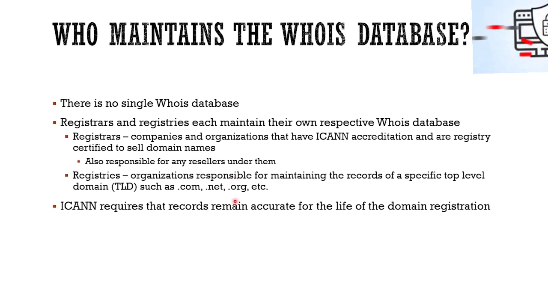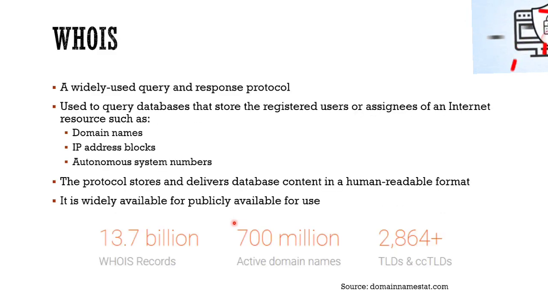such. So ICANN, which is like overall, right, it requires that all these name registrations are accurate. They stay accurate for the lifetime of that registration. So when we saw here that there are 700 million active domain names, 13.7 billion Whois records, these 700 million active domain names, their information needs to stay accurate for the lifetime of the registration.